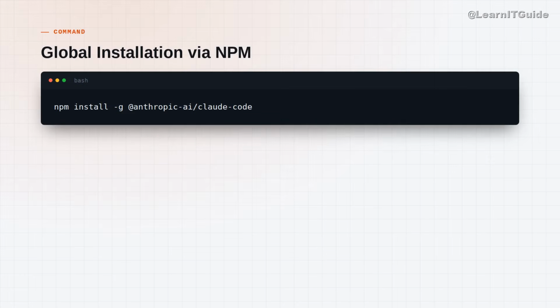Now that our environment is ready, let us install the package globally. We use the npm install command with the -g flag, which tells Node to install this package in your global bin folder so you can run the command from any directory. The package name is @anthropic-ai/claude-code. If you get a permission error here, you might need to use sudo on Linux or macOS.